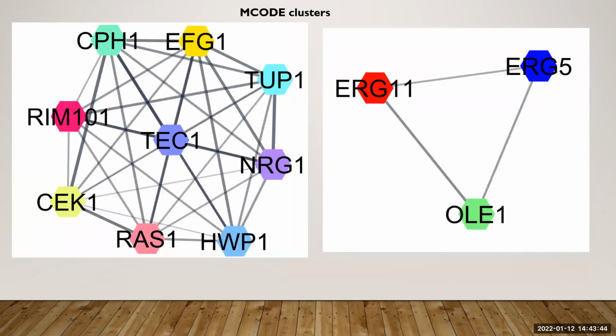Then the clustering is done. These are the different types of clustering. So MCODE clusters are there. This is a cluster we generated on this network. These are two clusters, one cluster and the second. These are different genes, and these are the two clusters we observe using MCODE.